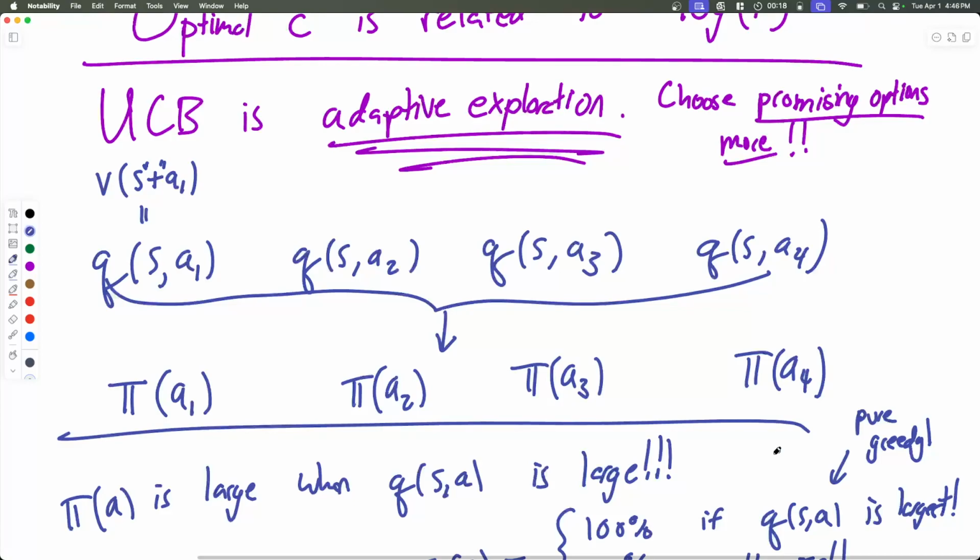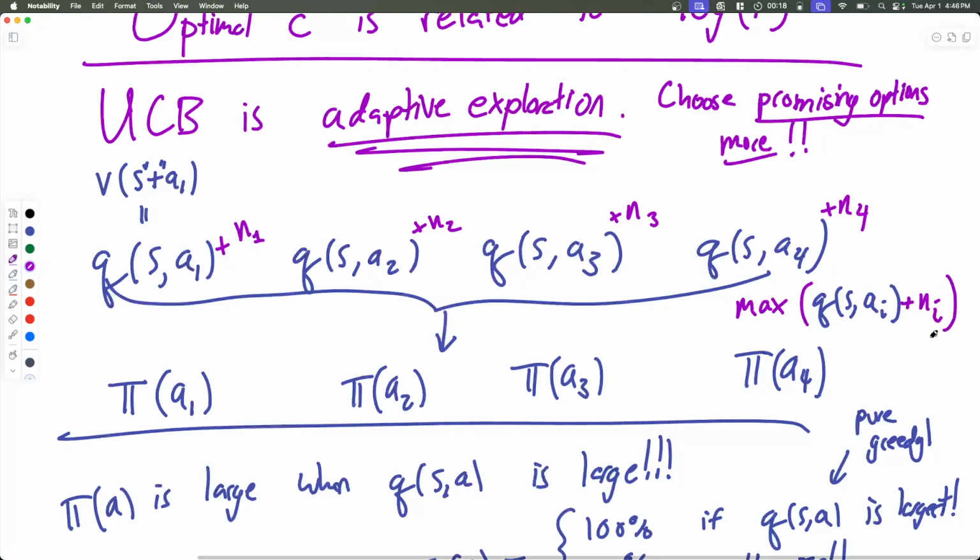What if I just add on a little bit of noise to every single value? I'm going to add on noise, I'll call it n for noise: n1 plus n2 plus n3 plus n4. And then I will just pick the largest one. So I'll just do the maximum of Q of s, a_i plus n_i. So choose. And then I never need to worry about calculating these probabilities. I never even calculate the probabilities. The probabilities kind of emerge naturally by which one is the largest.